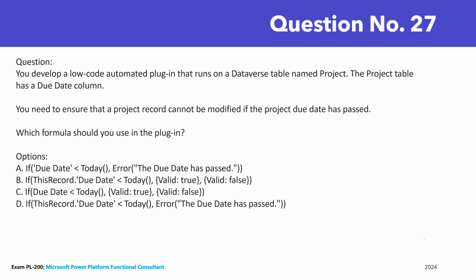Options. A. If due date < today, error, the due date has passed. B. If this record due date < today, valid true, valid false. C. If due date < today, valid true, valid false. D. If this record due date < today, error, the due date has passed.